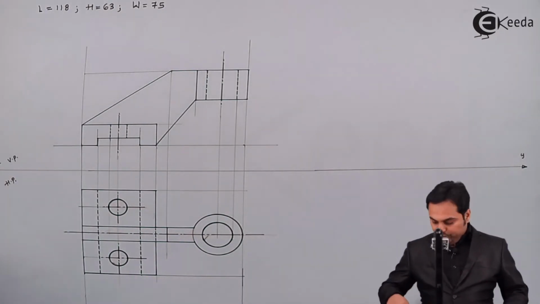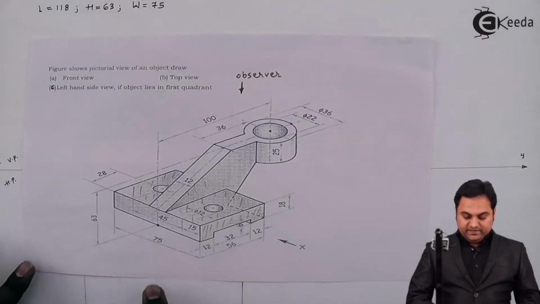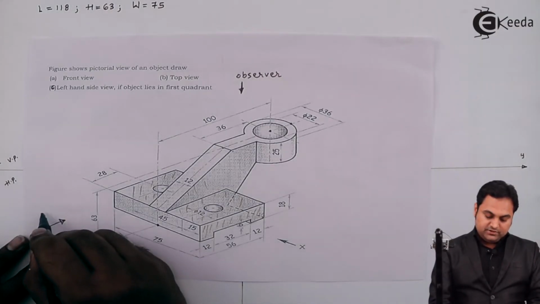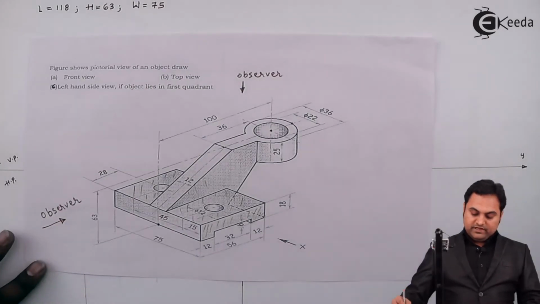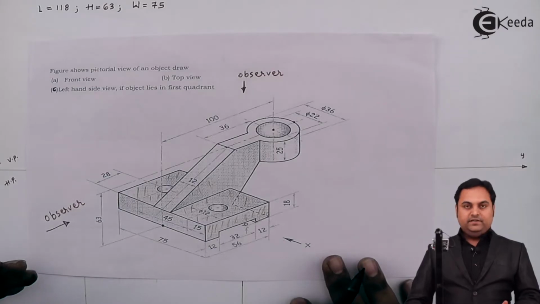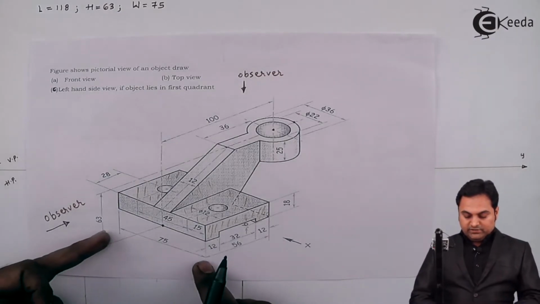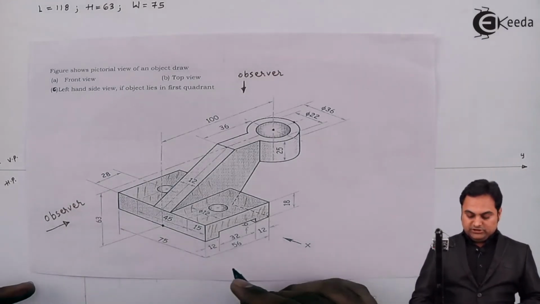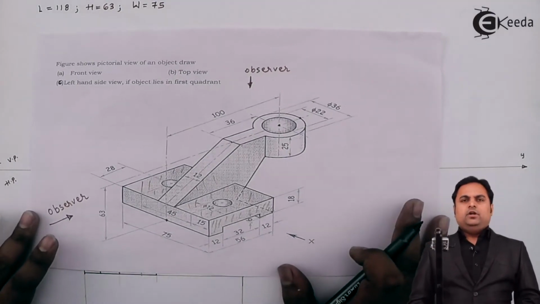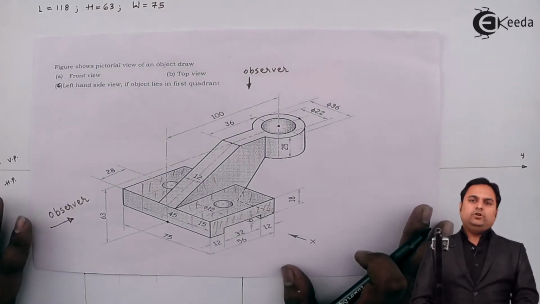Now after getting the top view, we are going to draw the left hand side view, and for that the direction of viewing is here. We as an observer are standing here. So when we are looking from the side, width and height will be visible, not the length. It means whenever we are drawing the side view of any object, only width and height are visible, not the length.